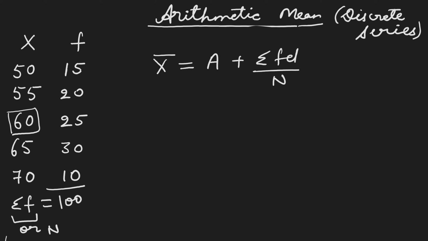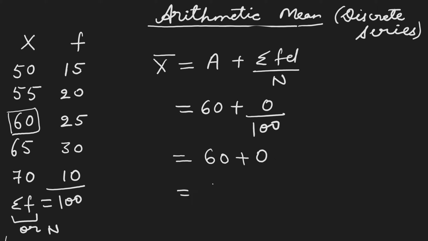So this is our formula, and we will put the value of A here, that is 60, plus summation fd, which was 0, upon n or summation f, which is 100. If we divide 0 by any number, we get the value as 0. So 60 plus 0 is equal to 60. This is our final answer, and this 60 was also the answer we got from the previous method, that is the direct method. Here in the shortcut method we are again getting 60 for the arithmetic mean. So both the methods are giving us the same result.